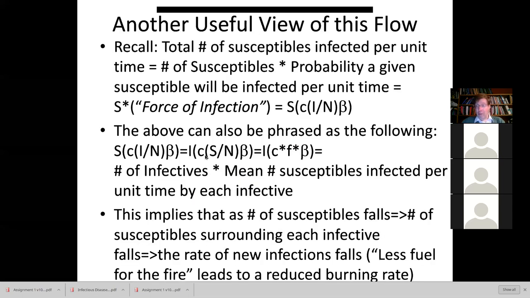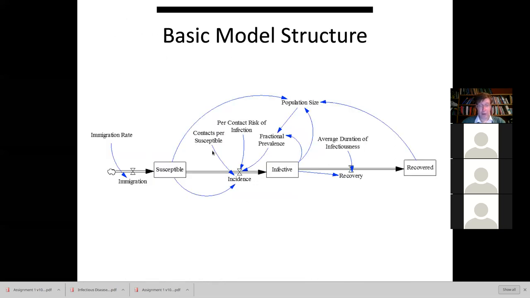Think even about the level of yourself in a household. If you, God forbid, had COVID-19 and you live with two other roommates in your home, it may spread to them, but it can only spread so far within the home. And if you're isolating, then it's not going to spread to any others because the number of susceptibles is zero.